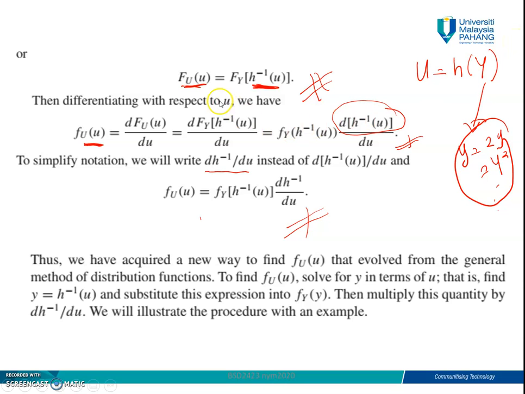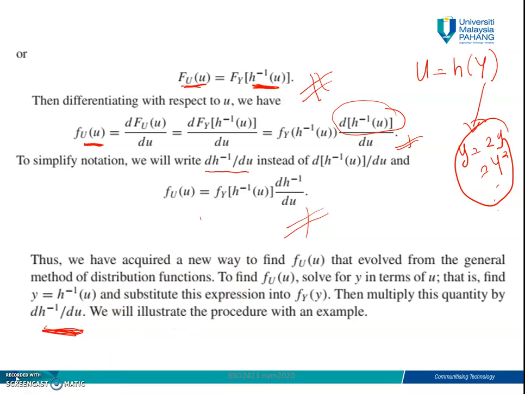Thus we have acquired a new way to find the density function of u that evolved from the general method of the distribution function. So here, to find the density function of u, solve for y in terms of u. Find the inverse function of u, and substitute this expression into the density function of y. Then multiply this quantity by the derivative of the inverse function with respect to u. For sure I will show you by using an example.